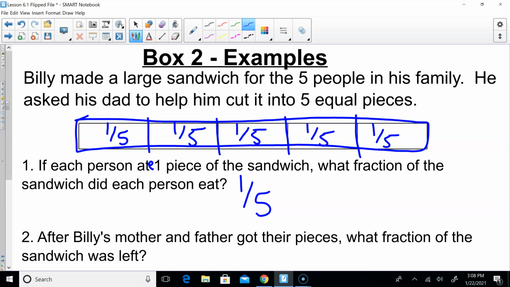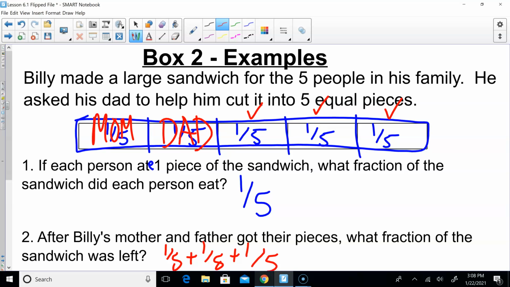After Billy's mother and father got their pieces, what fraction of the sandwich was left? Well, if this is Billy's mom right here, so this is mom's piece, and this is dad's piece, that means what was left was 1 plus 1 plus 1. So it would be 1/5 plus 1/5 plus 1/5 equals 3/5. So you pause the video right now, write down that bar, label it 1/5, and be able to get that as part of yours to help you out.